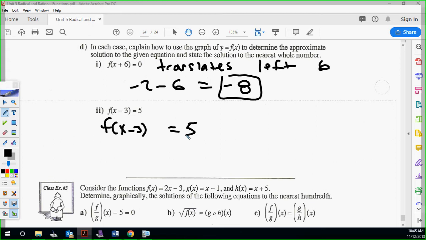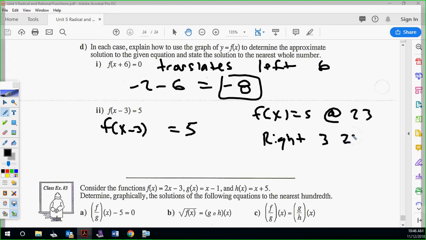Up there. You guys are going to help me because mine's up there. 23. So f of x equals 5 at 23, right? So what are we moving it? Right 3. So that means that we're going to be right 3, 26. So 26 is the new solution spot. Good, good. It's a lot of Unit 2 stuff, huh?